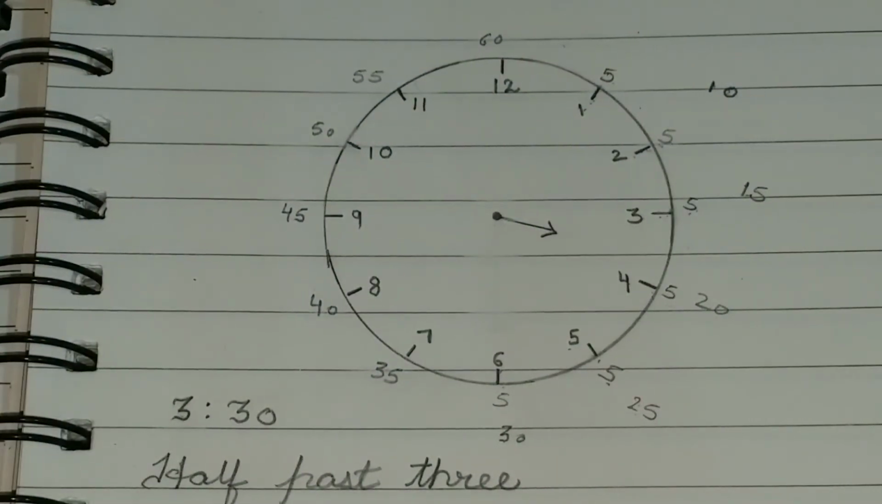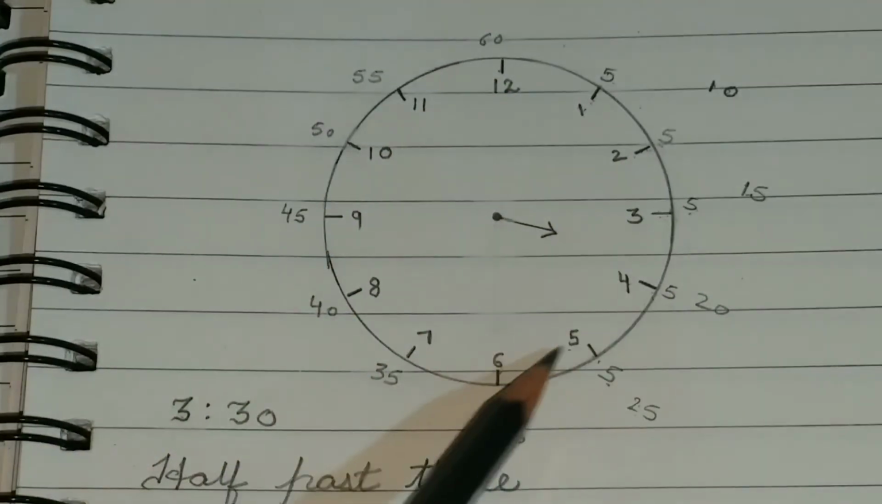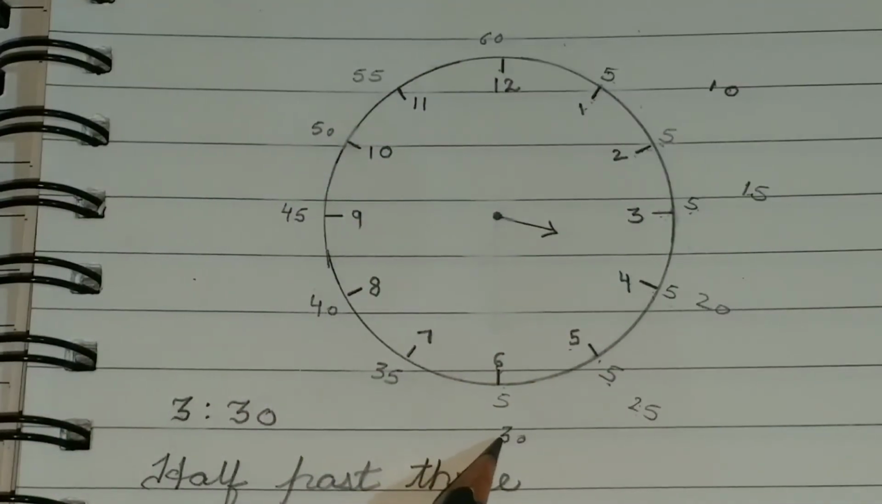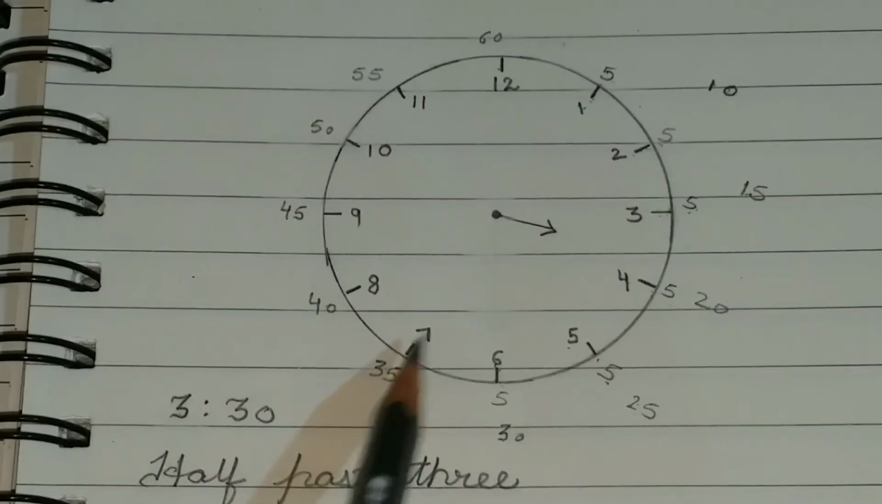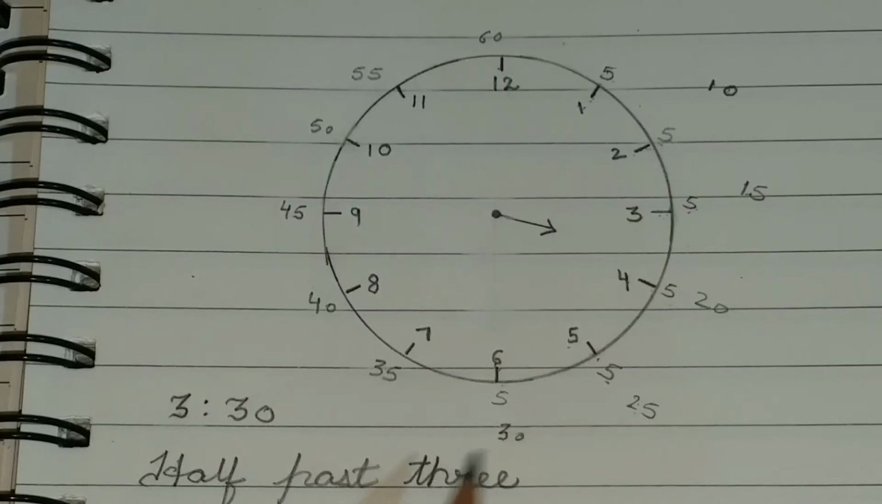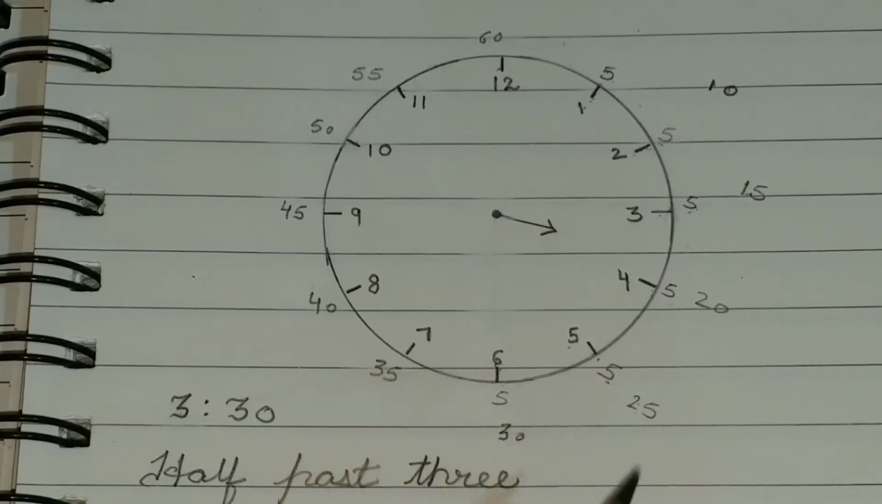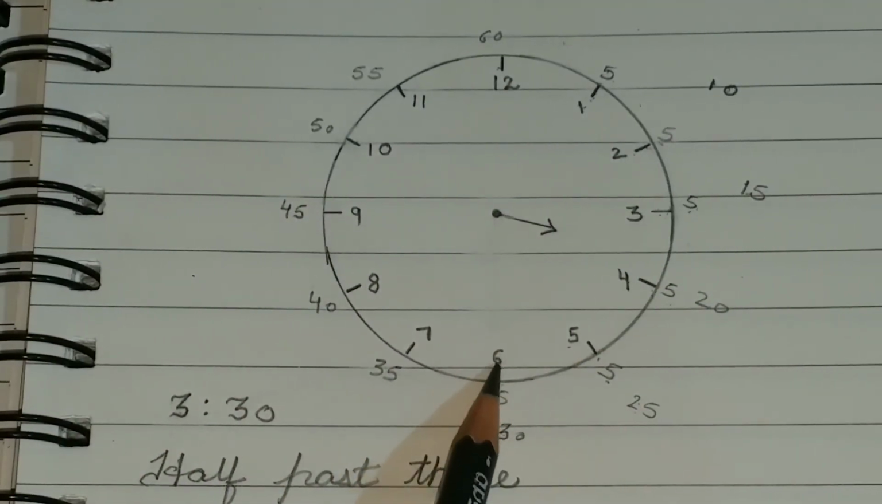Okay, so children, when the minute hand is going to move from 12 and when it will reach 6, it will cover 30 minutes. Okay, in the same way, when it will reach 7, it is going to cover 35 minutes. When it moves from 12 and reaches 7, it covers 35 minutes. So now where is 30 coming? When the minute hand is covering 30 minutes, it is at 6.